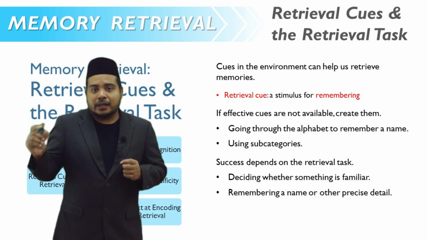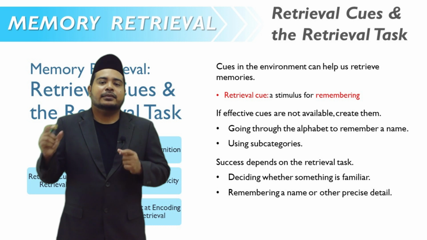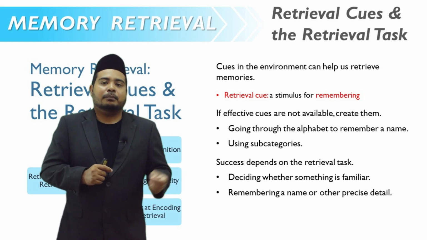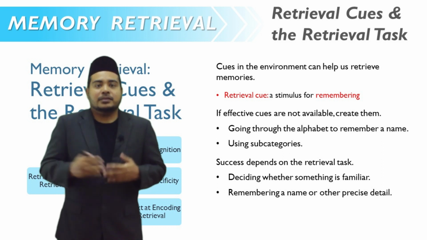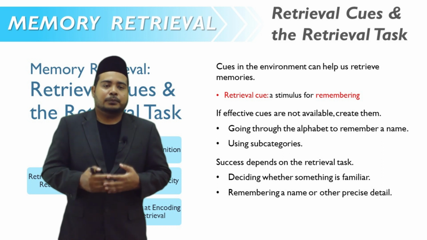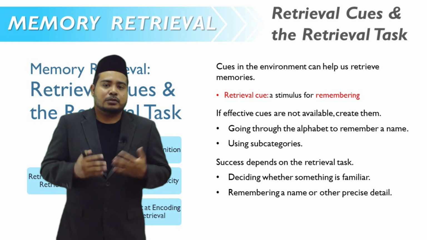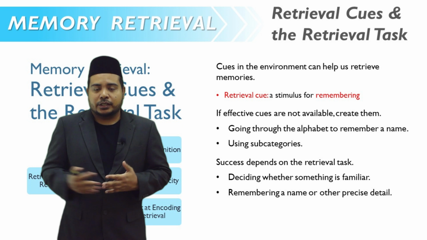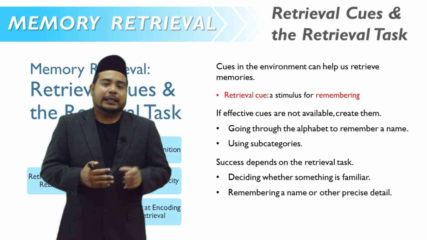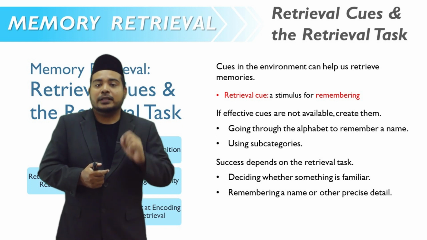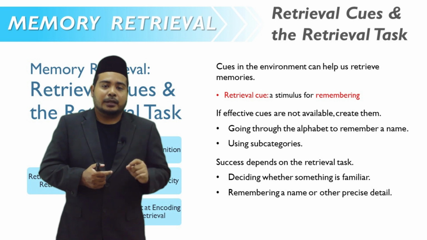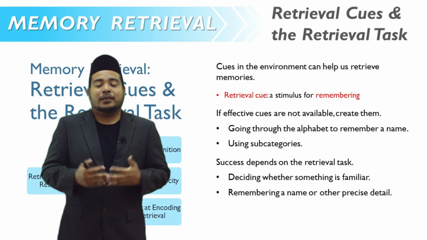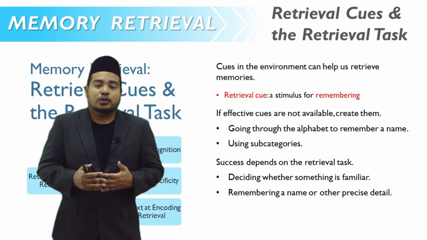So the cue itself acts as the retrieval cue for us to remember the person. In answering exam questions, for example, why do students sometimes prefer MCQ, multiple-choice questions? Because the question itself or the answer itself contains retrieval cues. That's why students sometimes prefer MCQ questions.